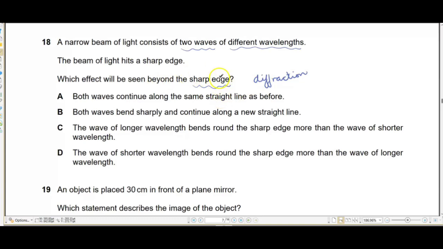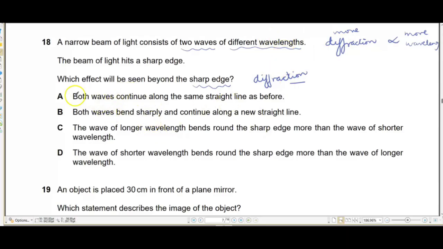When it reaches a corner. So we know that diffraction and wavelength are directly proportional to each other, in the sense that more the diffraction, more the wavelength, and vice versa, lesser the diffraction, lesser the wavelength. So the beam that consists of two waves, the one with the greater wavelength is going to diffract more than the one with the lesser wavelength.